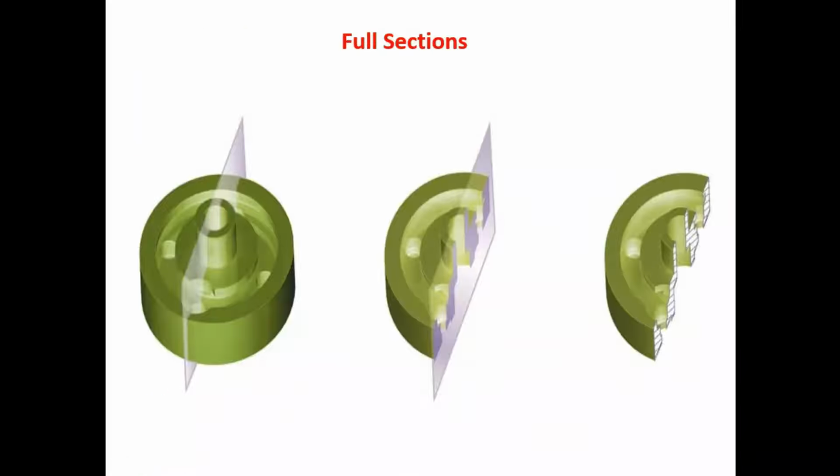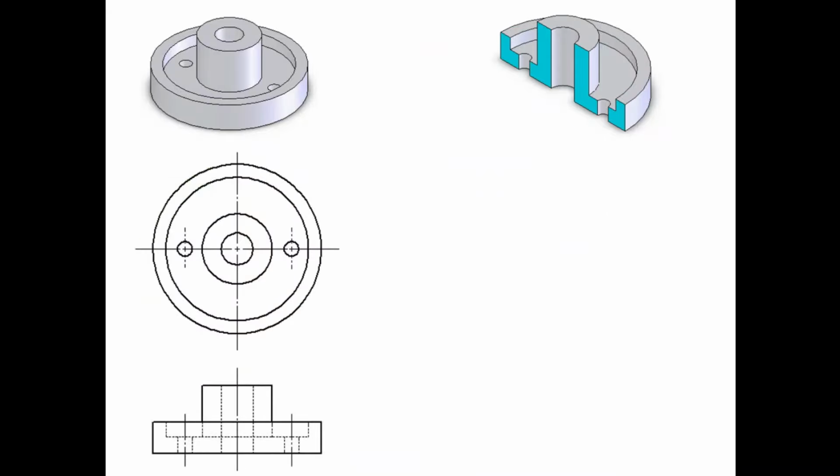This example will make full sectioning clearer. The complete object was like this. We want to show the internal shape. We use a section plane in an exactly vertical position with no bend. So this is the removed part. We have removed 50% and it is known as full sectioning. One more example for the same.